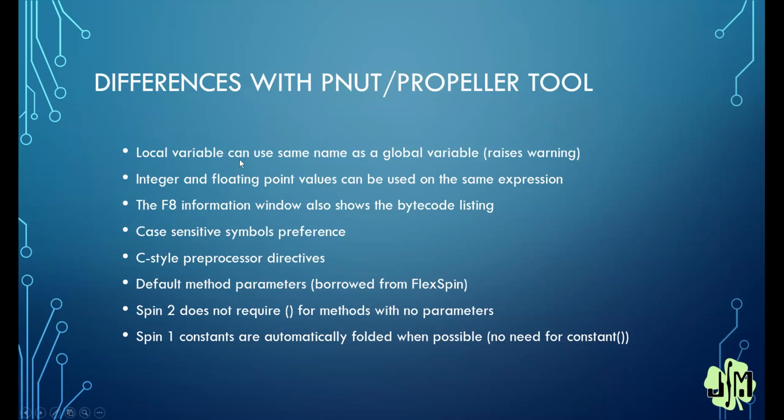You can mix integer and floating point with just the standard operators. And obviously you have to use trunc and round to get back to integer, but you can mix things and it works fine. The bytecode listing is shown in the F8 information window. We talked about this. You can make it case sensitive if you like.